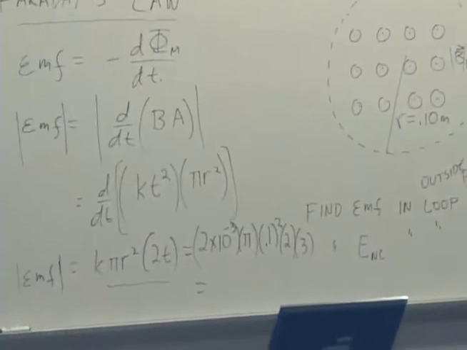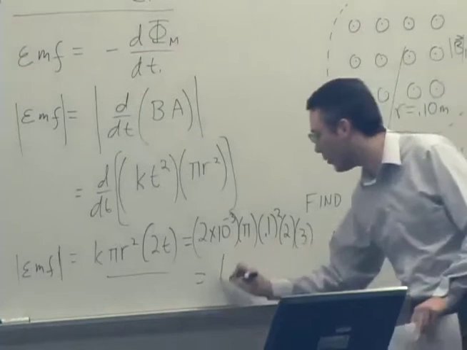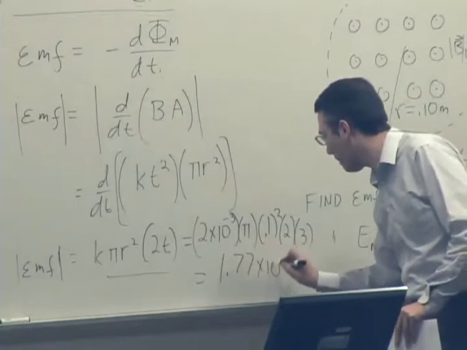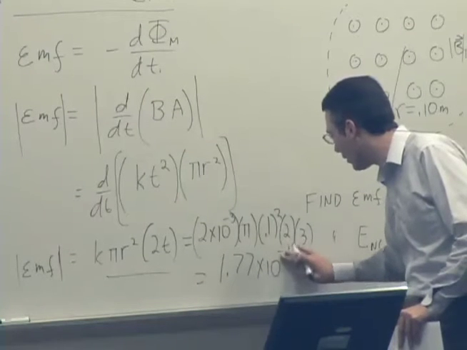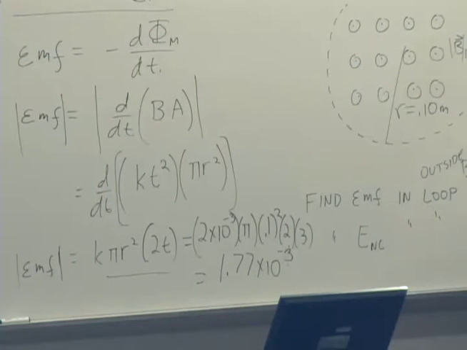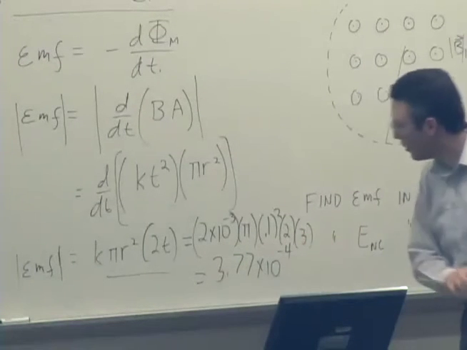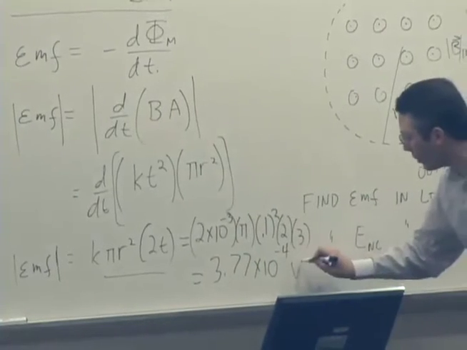What's that work out to be? Anybody get a number? 2e minus 3 pi, 0.1 squared times 6. So that's 3.77 times 10 to the minus 4. Okay, gotcha. 3.77 times 10 to the minus 4, and the units are volts for EMF.